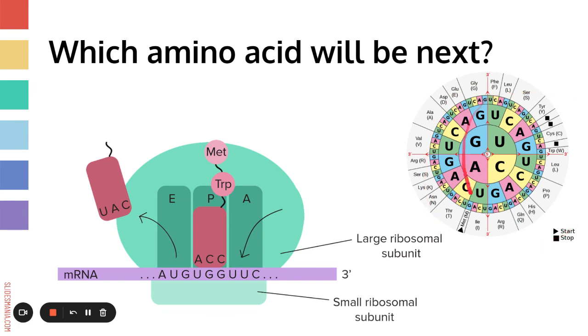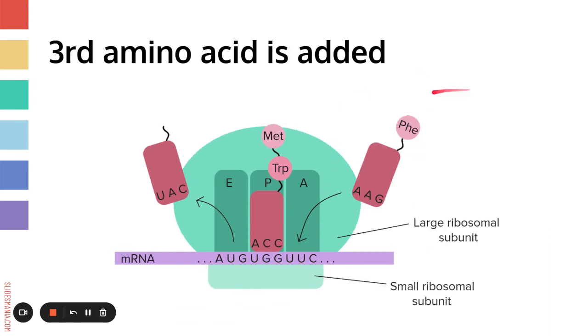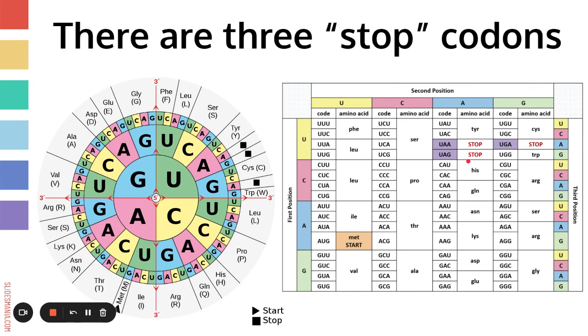So remember, when you're using the codon wheel or the codon chart, you're always going to be using it based on the mRNA, not the tRNA. So UUC is what we look up, not AAG. But AAG will be on the bottom of the tRNA. So here we see that coming in. AAG is on the bottom to be complementary to our mRNA, and it's carrying phenylalanine, our third amino acid.